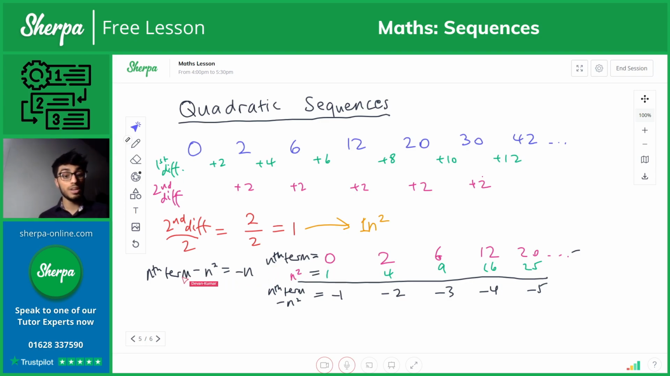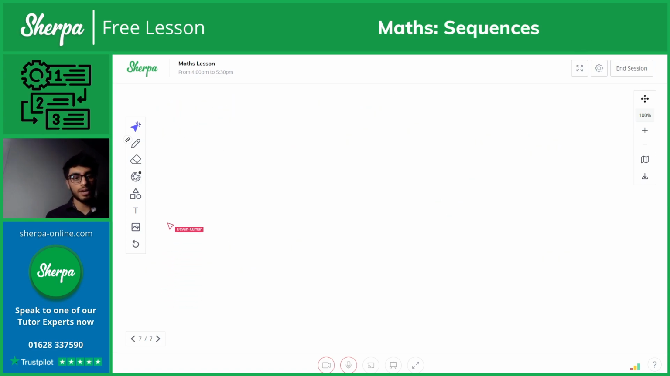So then if we try to rearrange to get the nth term, well, we add n squared to both sides, and the nth term is n squared minus n. Okay, so that's a little bit more complicated. Why is it a bit more complicated? We've got this squared term, and that's what makes it a quadratic sequence, right? So let's move on, and let me explain a little bit about how it works.